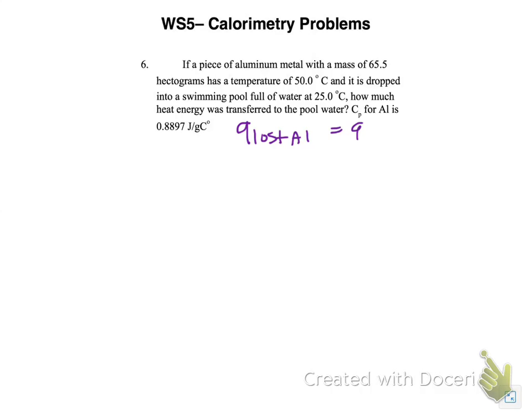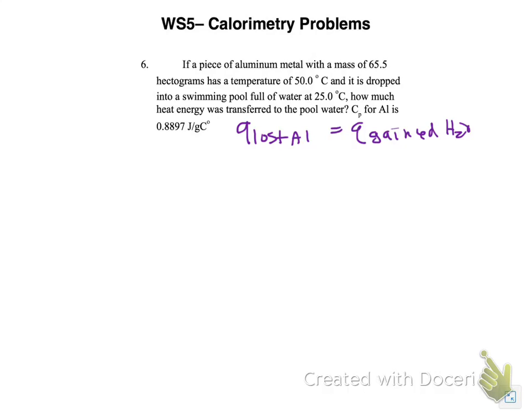So number 6 asks us about a piece of aluminum that has a mass that's provided, and it's heated up to 50 degrees. It's dropped into a swimming pool full of water at 25, and we want to know how much heat energy was transferred to the pool. So the assumption here is that the amount of heat lost by the aluminum is going to equal the heat gained by the water.